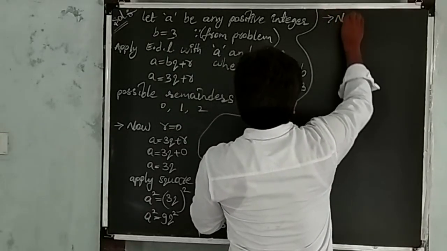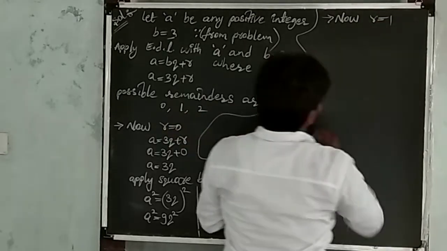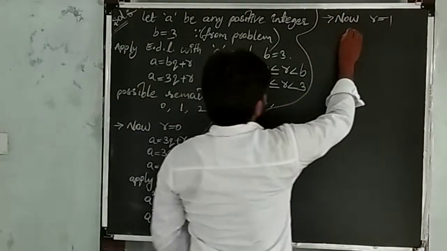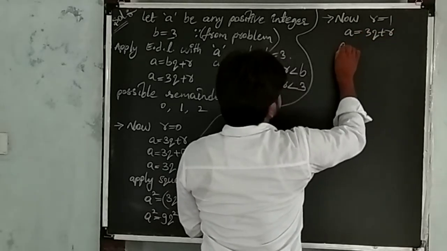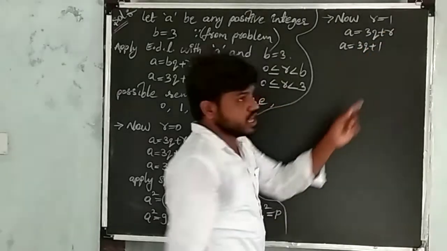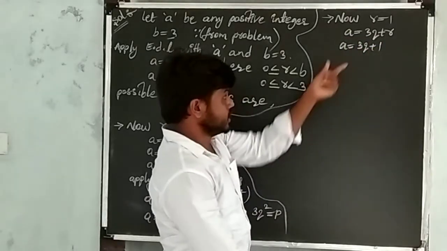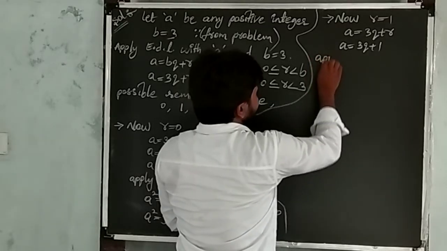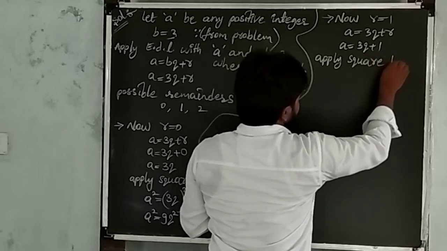Next, now take remainder 1. I am taking remainder 1. Substitute this remainder 1 in a equal to 3q plus r. So a is equal to 3q plus the remainder, which is 1. See, a equal to 3q plus 1, I got. Now apply square on both sides.